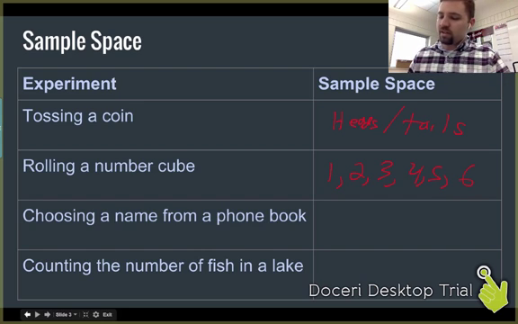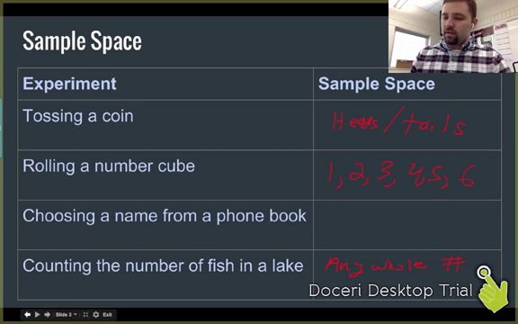Choosing a name from a phone book. That's all the names in a phone book. Okay, that's the sample space. Now this last one here, counting the number of fish in a lake, that's actually any number. In fact, we should say any whole number, because you're counting the number of fish, so it could be any number from 1 to 10,000, 20,000, whatever. So that's any whole number for that one.